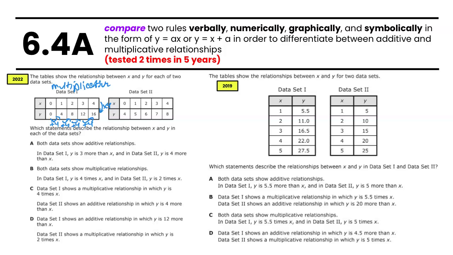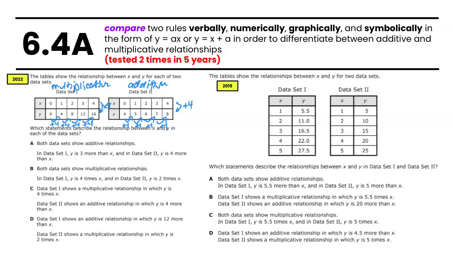What we notice in data set 2 is that each time we go to the next Y value, we are increasing by 1 every time. That is a very strong indication that this is an additive relationship. What you can also notice is that if you go from X to Y, to get from each X coordinate to its corresponding Y coordinate, you will add 4. And so this is what we call an additive relationship, where we are taking the X coordinate and adding 4 so that we can get the Y coordinate. Or another way to say that is that Y is 4 more than X.